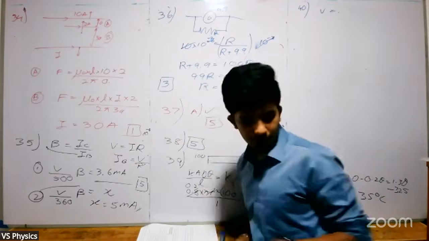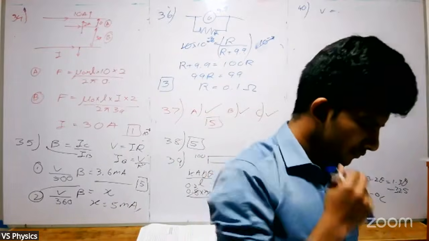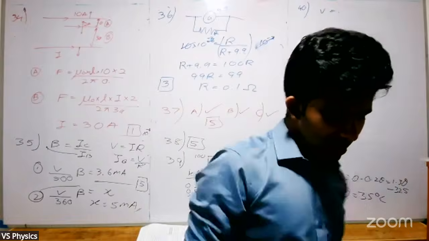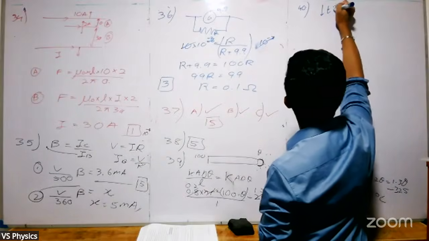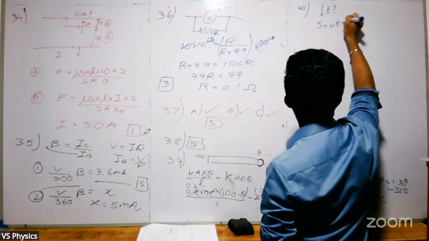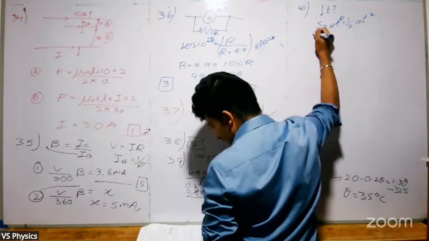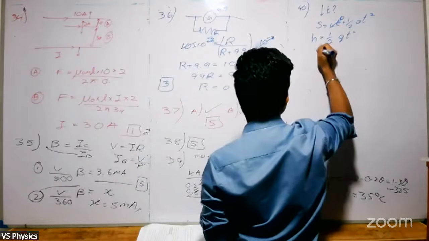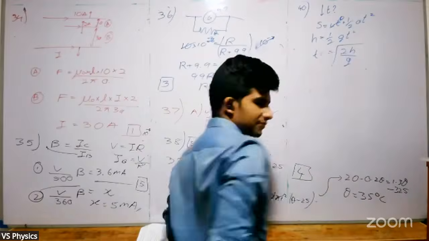Okay, sorry. Now I can remember. First of all, we'll try to find the time taken to fall down. How can we write? S equals ut plus half at square. Since u is zero, therefore we can directly write h equals half g t square. T squared is equals to 2h over g. T equals root 2h over g.